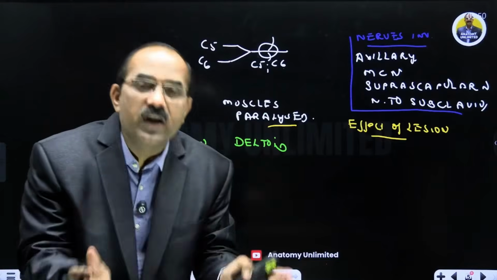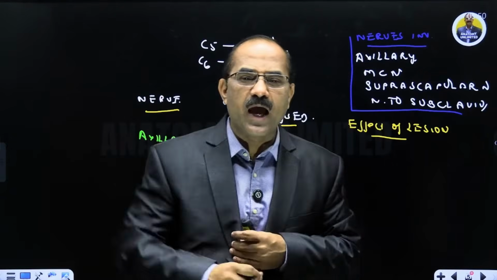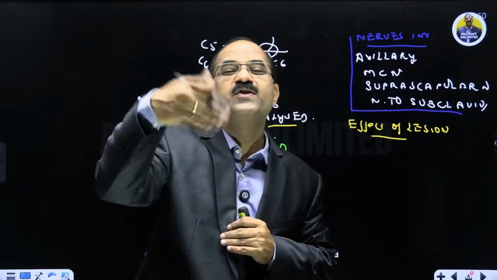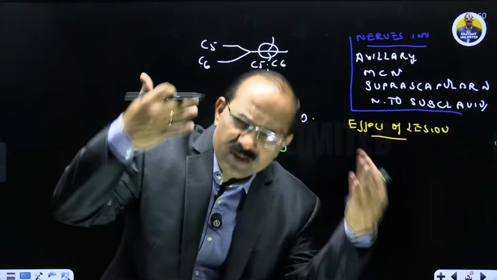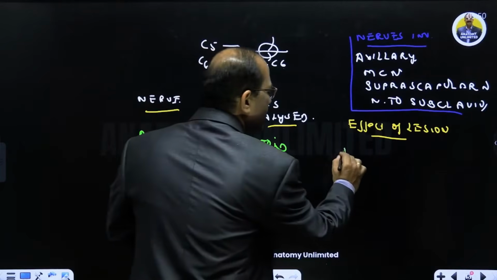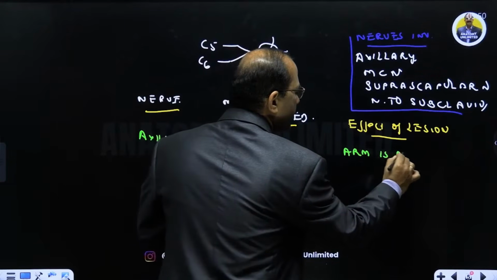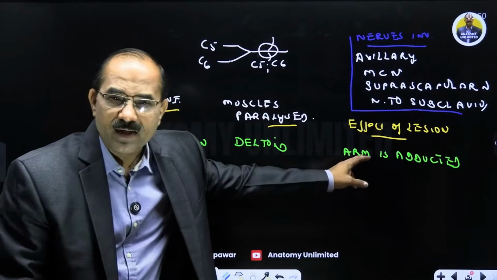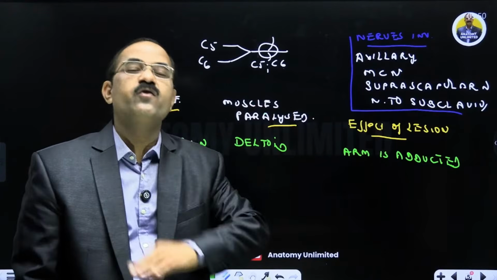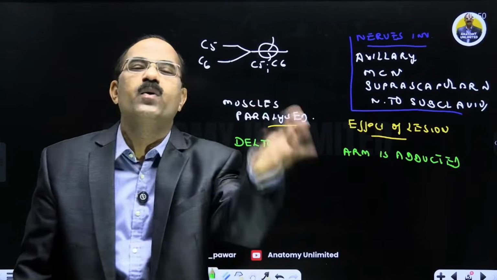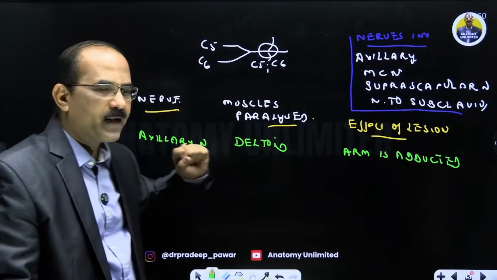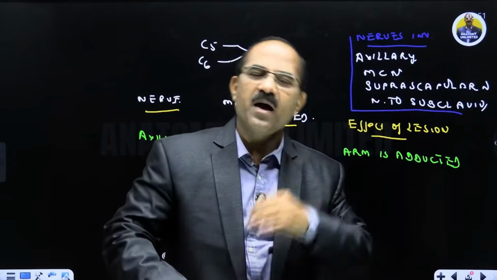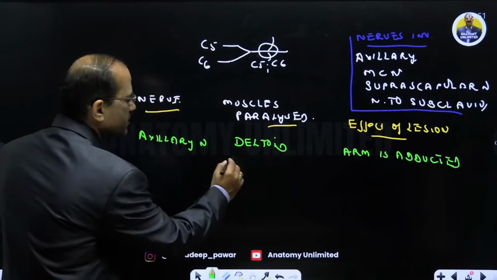What is the action of deltoid? Action of deltoid is abduction, 15 to 90 degrees. So abduction is lost, so the arm is adducted. Understand this, children: this is not the action, this is the effect of paralysis. When it is paralyzed, what happens? The deltoid is paralyzed, its action is abduction, so abduction is lost and the arm is adducted. Arm in adducted position.